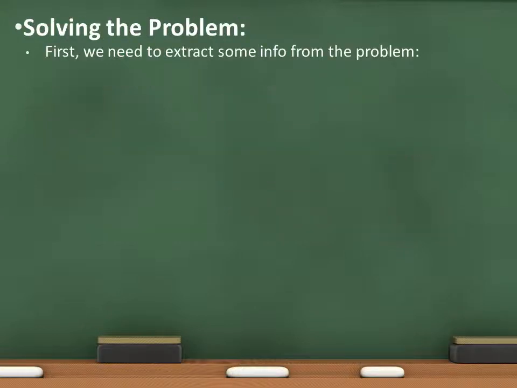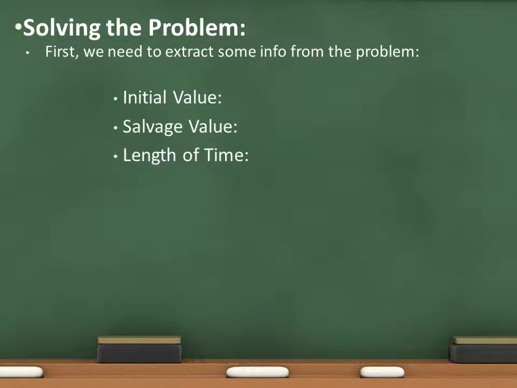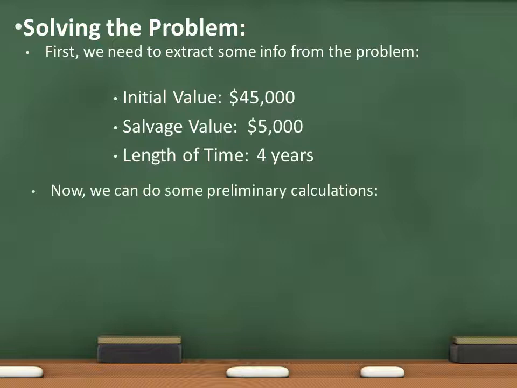So now we can start to solve this problem. First of all, we need to extract some info from the problem. We need the initial value and salvage value, which will help us define the total depreciation, as well as the length of time, which we'll need to calculate the sum of the year's digits. So from the problem, we can see that the initial value is $45,000, the salvage value is $5,000, and the length of time is 4 years.